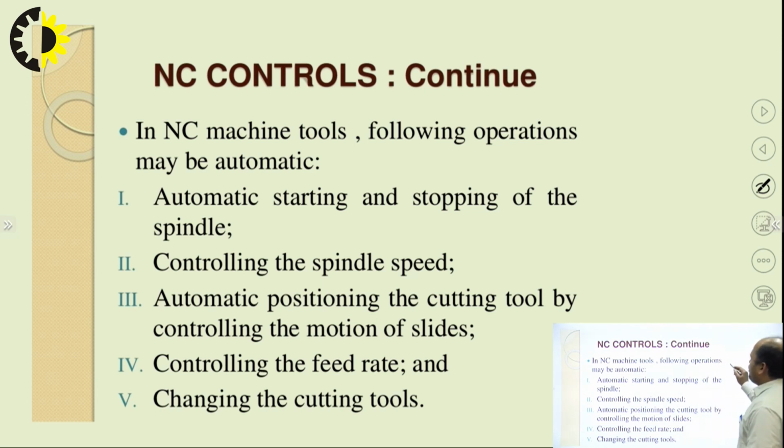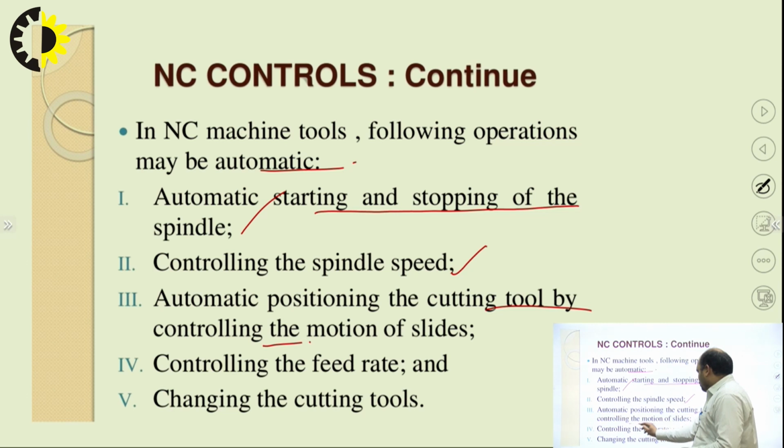Talking about NC machine tools, the following operations may be automatic. First, automatic starting and stopping of the spindle, controlling the spindle speed, automatic positioning of the cutting tools by controlling the motion of slides, controlling the feed rate and changing the cutting tools.